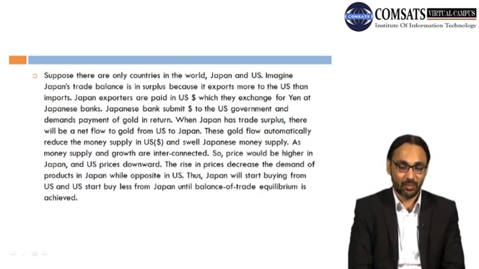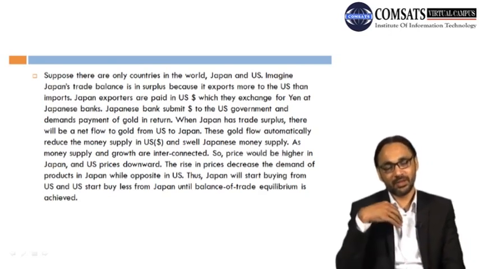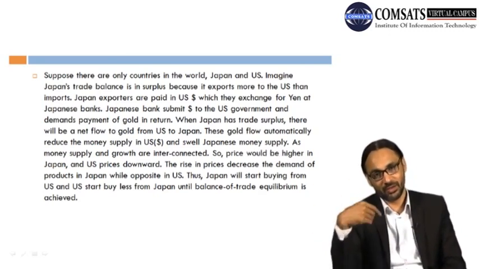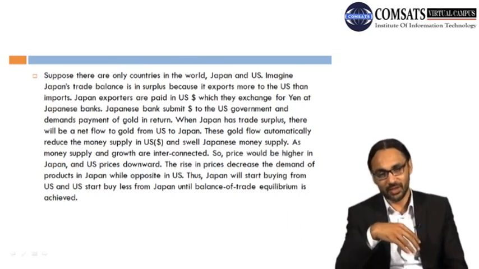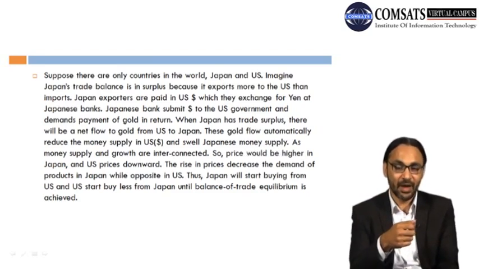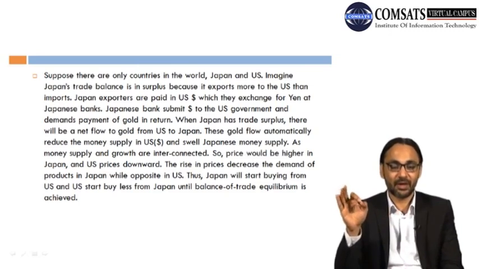Japanese exporters are paid in US dollars, which they exchange for yen at a Japanese bank. When the Japanese are doing exports, of course they are getting money from the US, because just imagine there are only 2 countries. The money they are receiving from the US market is in US dollars. They come to the banks, deposit their US dollars, and get yen against those US dollars.